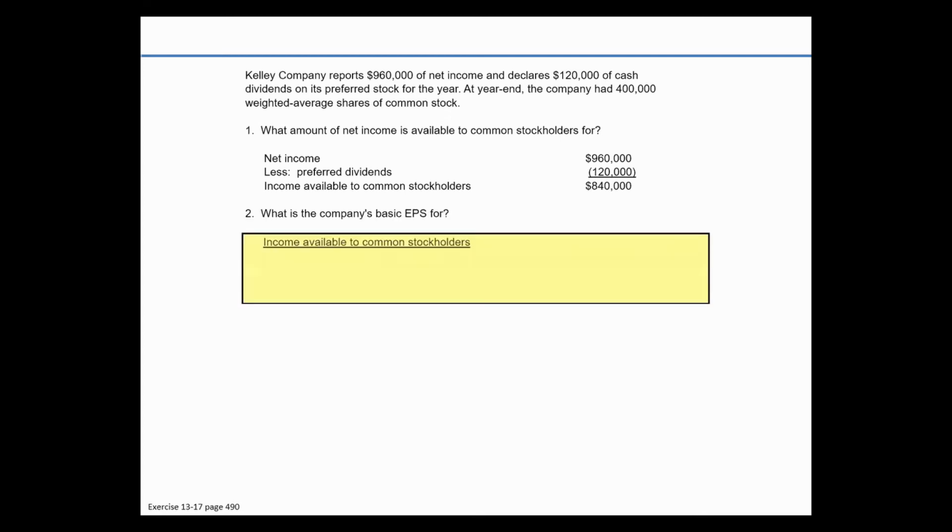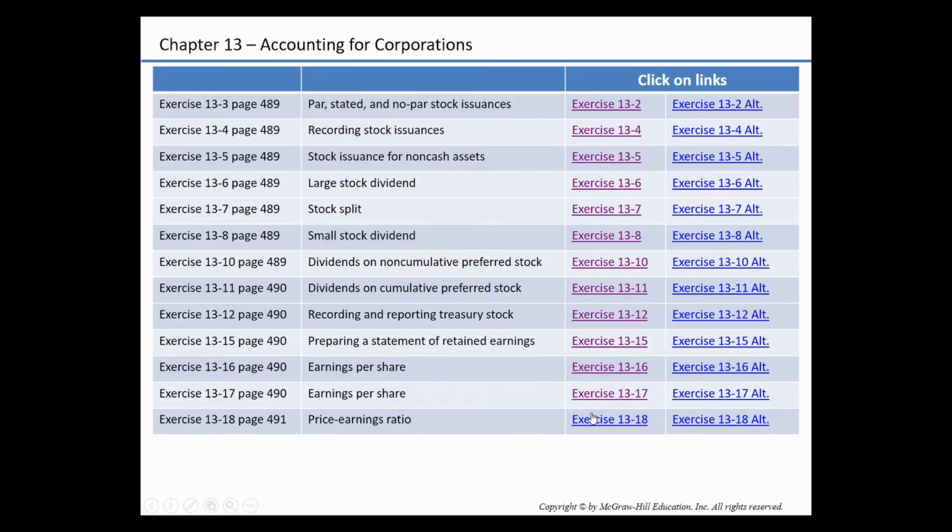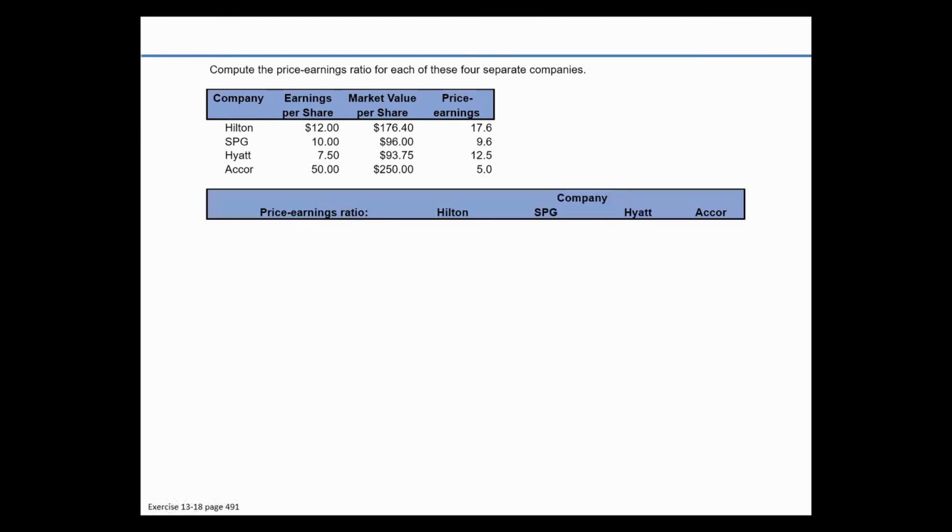So then again, to figure out the basic earnings per share, we have the income available to common stockholders divided by the weighted average shares. So 840,000 divided by 400,000 average shares, we get a basic EPS of $2.10 a share. Next is the price earnings ratio. So we're going to compute the price earnings ratio for each of these 4 separate companies.